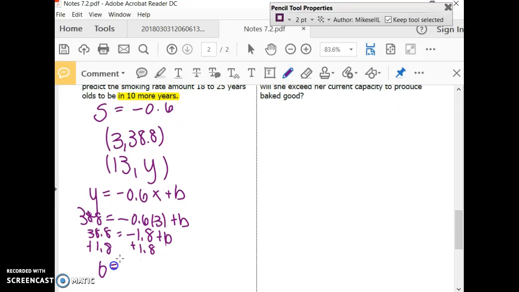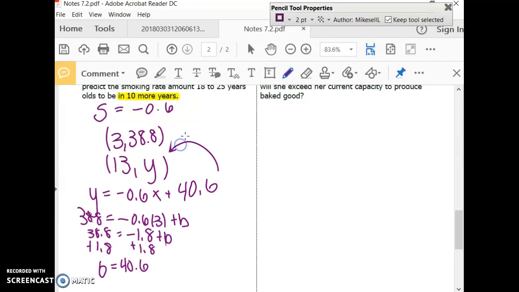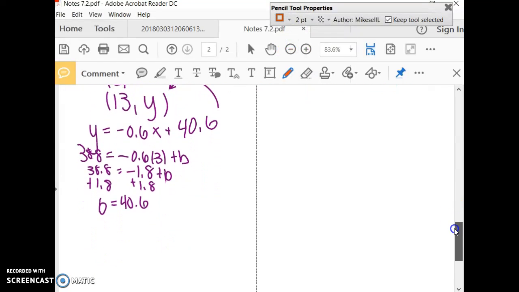b is equal to 40.6. So then in that equation right there, I'm going to erase this. That b value is 40.6. So now I want to plug in 13 to figure out the rest of my stuff. So I'm going to go like this: y is equal to negative 0.6, I want to plug in 13, and I need to add my y-intercept, which is 40.6.